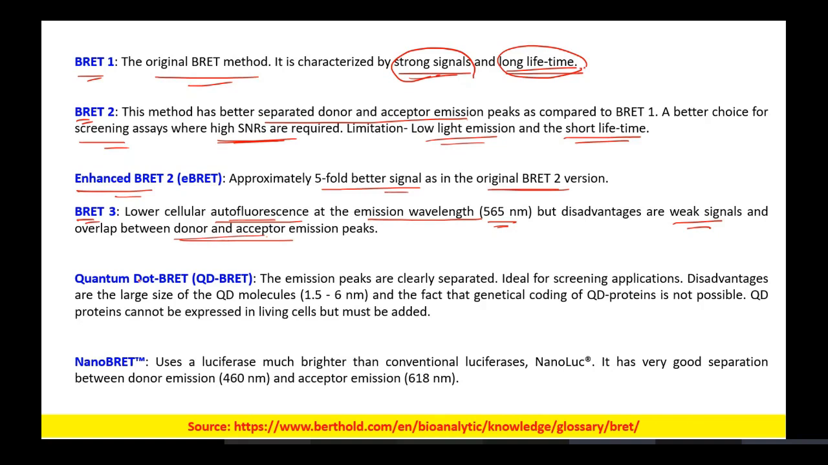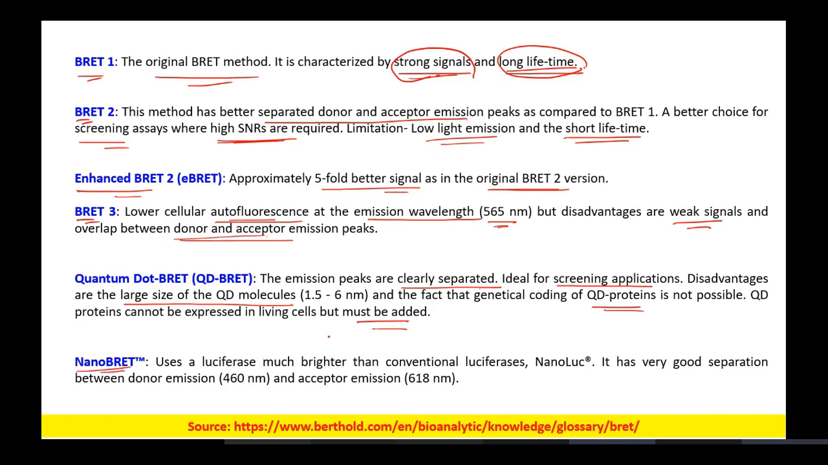Okay. Then we have quantum dot BRET. The emission peaks are clearly separated, ideal for screening applications. Disadvantages are the large size of the quantum dot molecules and the fact that genetic coding of QD proteins is not possible. QD proteins cannot be expressed in living cells but must be added. Whereas in the previous cases, wherever the proteins are there, they can be expressed within the cells themselves.